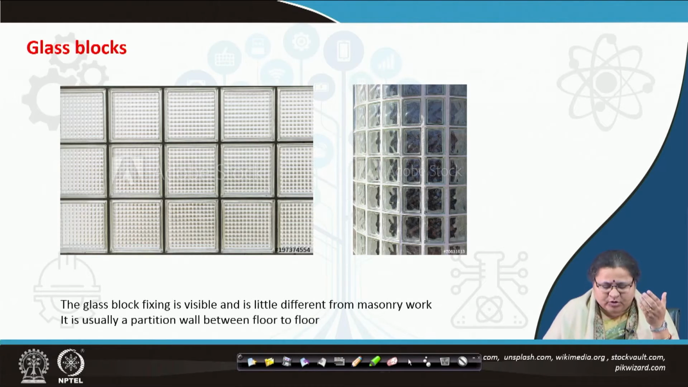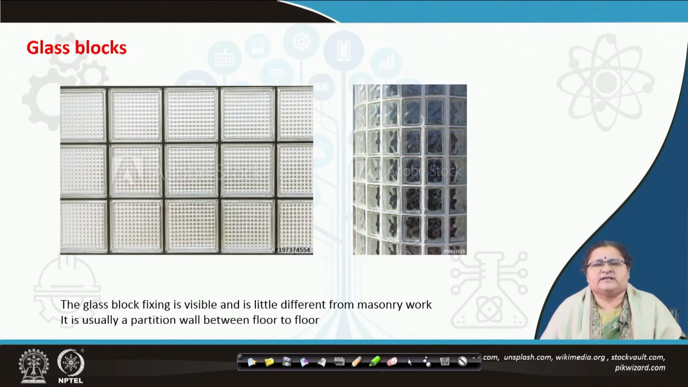The glass block fixing is visible and is a little different from the masonry work. That is why I am bringing this fixing detail. It is usually used as a partition wall in between two spaces. So, this is mostly an internal application, not much of an external application like that of the spider web joint and the glass facade. This can give a grand look. At the same time, you can have a feel of what is happening inside, and you are not actually getting associated with what is happening inside.